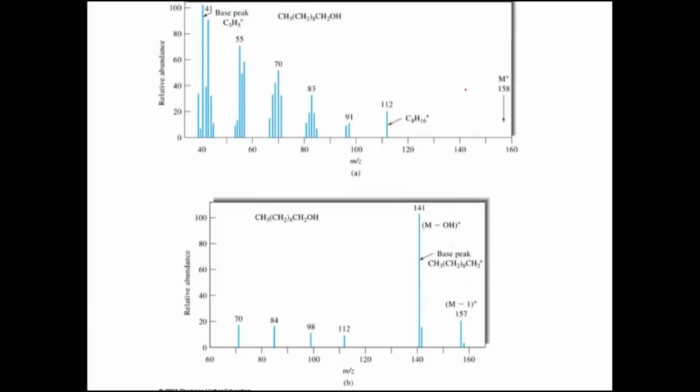Here the same molecule is being analyzed. You can see the difference is huge. The molecular ion peak is almost negligible over here in the hard source, whereas in the soft sources the molecular ion peak does exist.